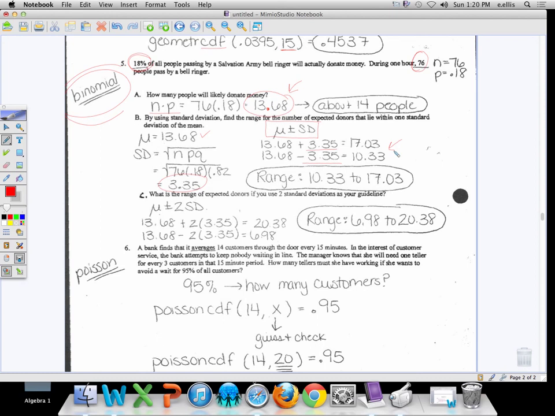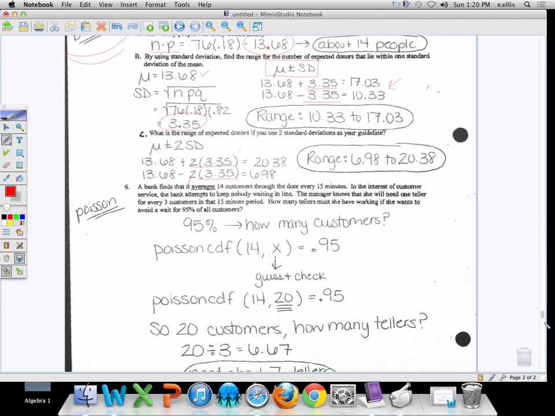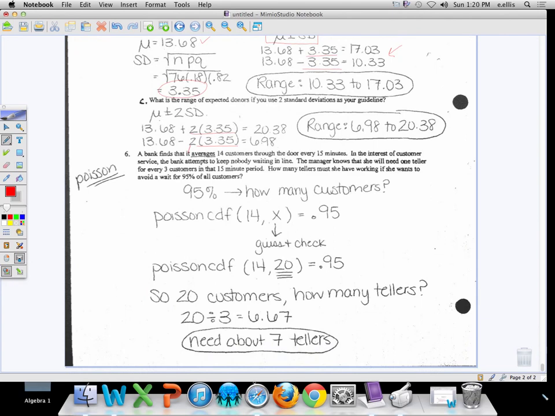C wants the range if you use 2 standard deviations. Again, you've already found the mean and standard deviation. Don't do that all over again. Just do plus 2 or minus 2 standard deviations. Now your range is between 6.98 to 20.38. Do try to put the range in order from smallest to largest.